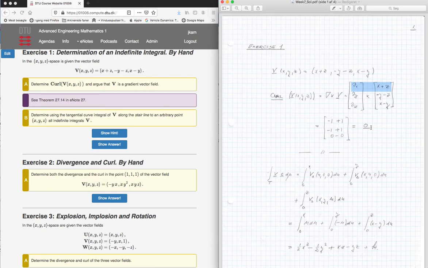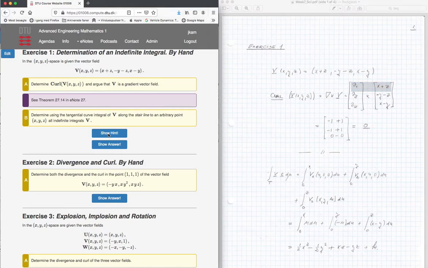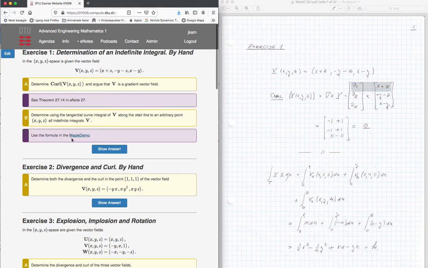And it's defined everywhere in space, and this means that there is an antiderivative to the vector field, and you can find this by computing the curve integral along a stair line. If you want to find this, there is this hint to the Mabel demo, and look it up because there's a nice illustration and so forth.